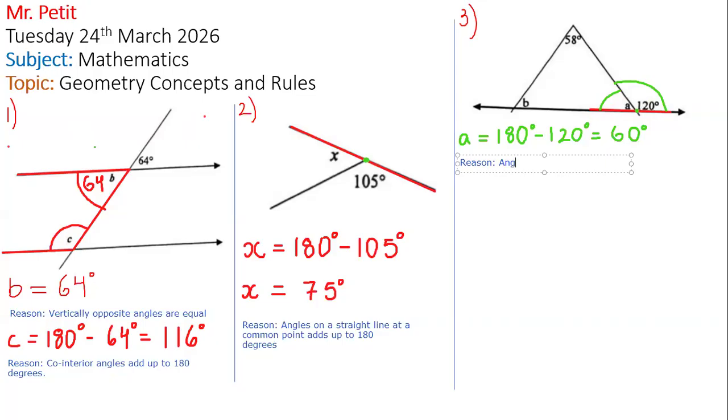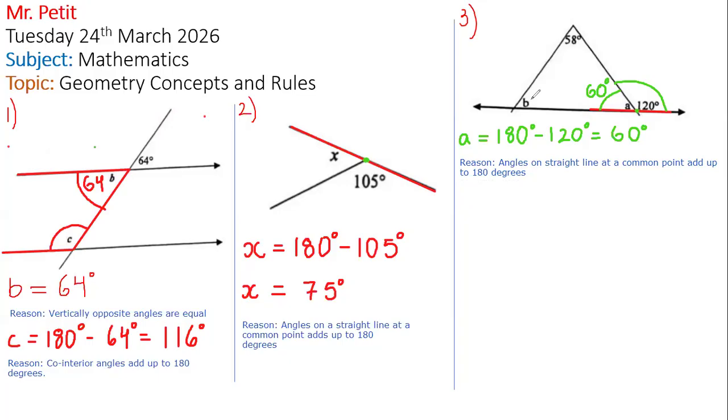Yes, sir. So what's the rule that we use, Anthony? What's the rule that we use to get A? Angles on a straight line at a common point add up to 180. Very good. That makes sense to you, Anthony? Yes. That's good. And Brian Johnson, where's Brian Johnson? So we know that A is 60 degrees. Brian Johnson, are you there? Yes, sir.